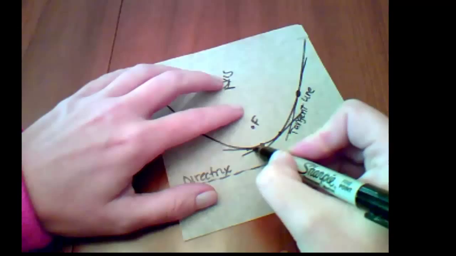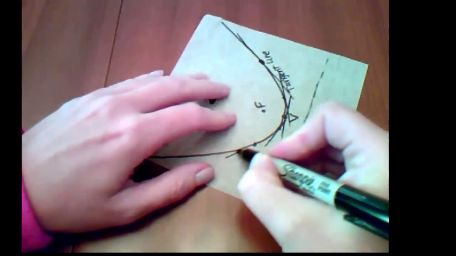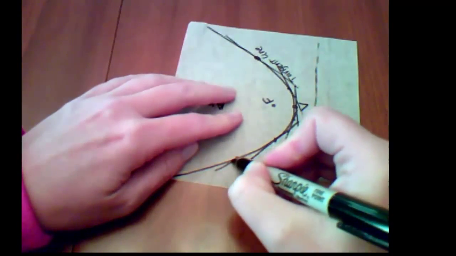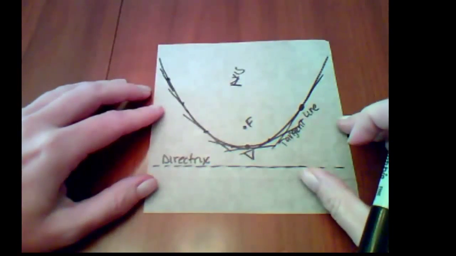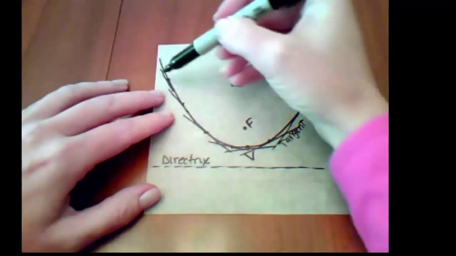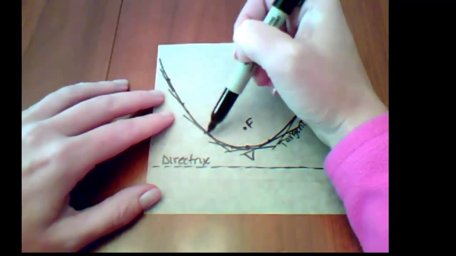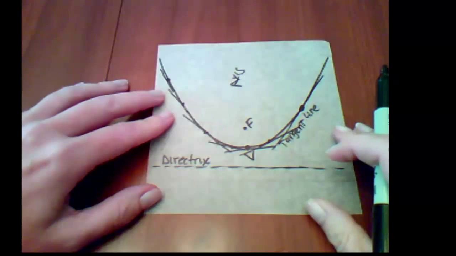I can draw the tangent line through the vertex. This could be a tangent line. This could be a tangent line. Again, a tangent line is a line that touches an object once. So if you put all of these tangent lines together, you can certainly see how it's going to make the shape of the parabola.